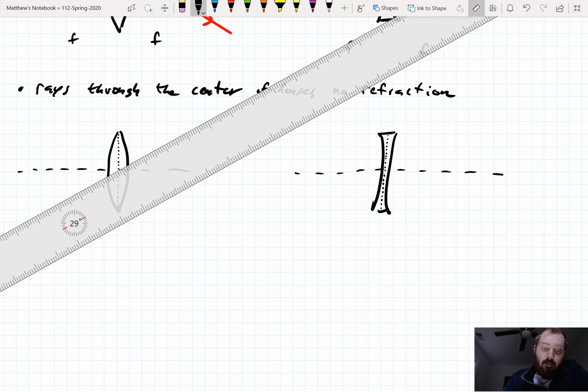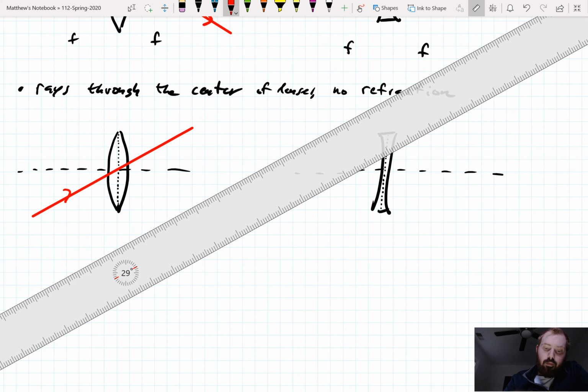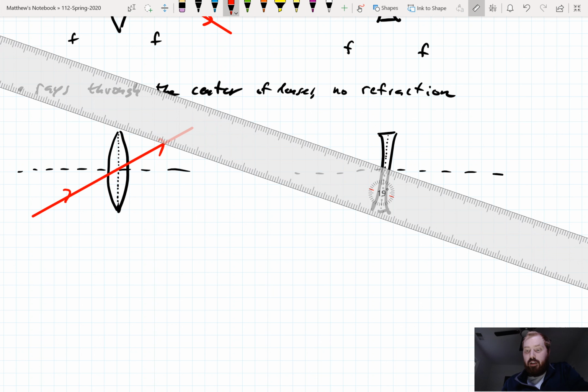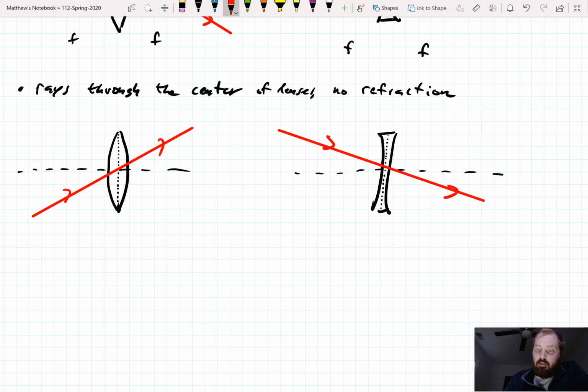So if you go through the center, bam, well then you just get to keep passing through. Same with this guy. You hit the center, and you keep moving. All right. Last one for our lenses.